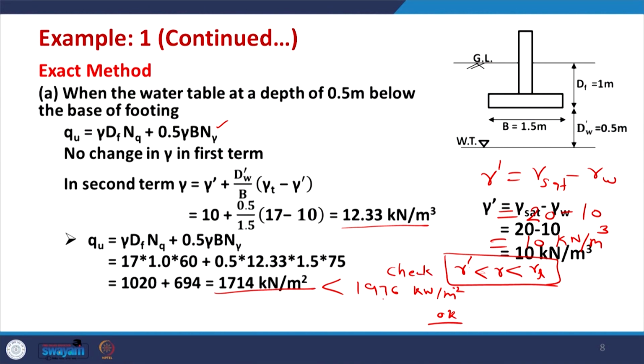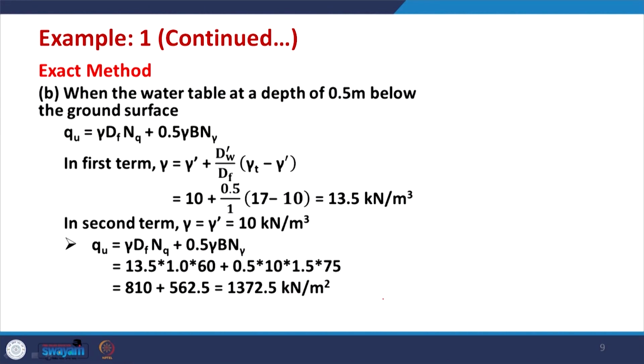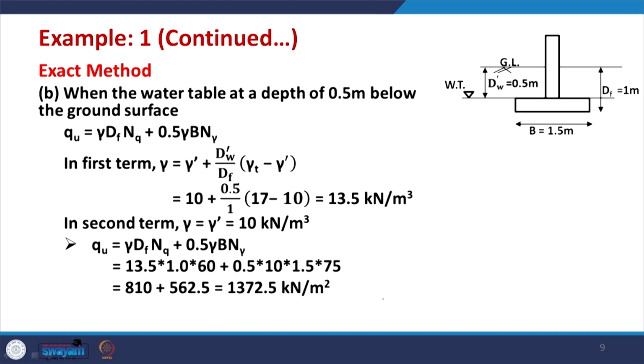Now, this was the case when the water table rises but is still below the base of the footing. Now, let us see the next case, when the water table rises further and goes above the base of the footing. In this case, the water table is above the base of the footing, at a depth of 0.5 meter from ground level, and the depth of the footing is 1 meter.